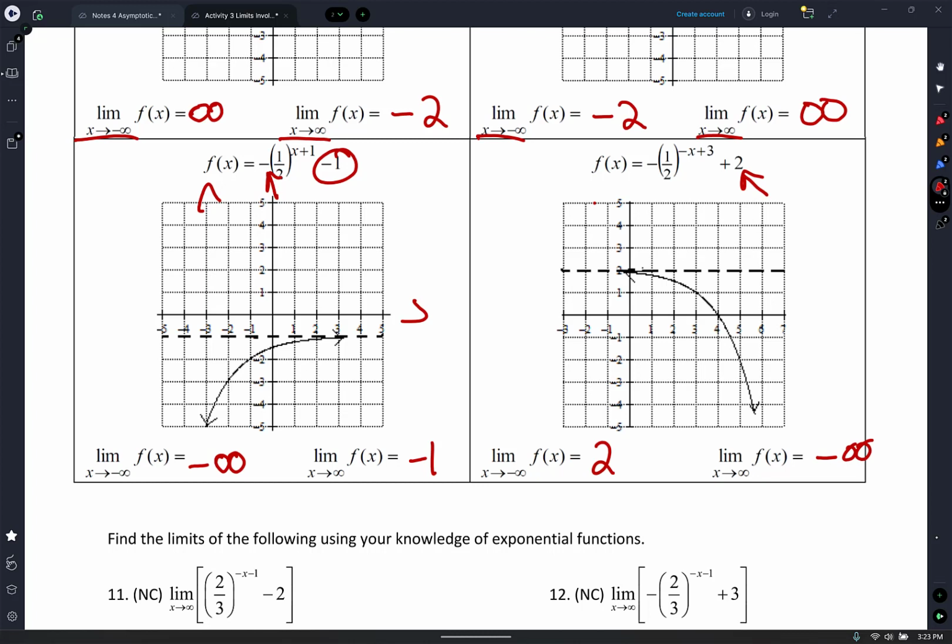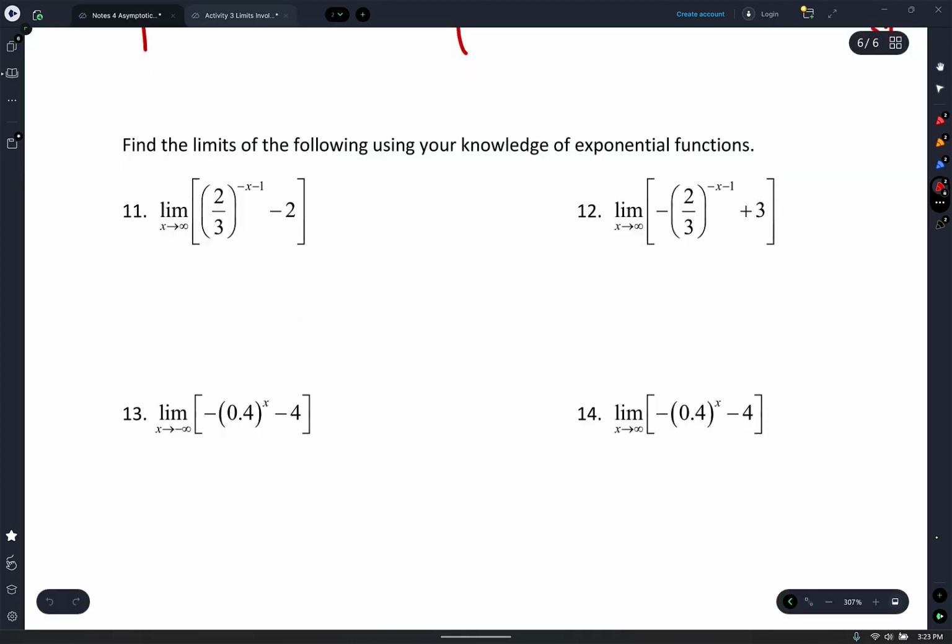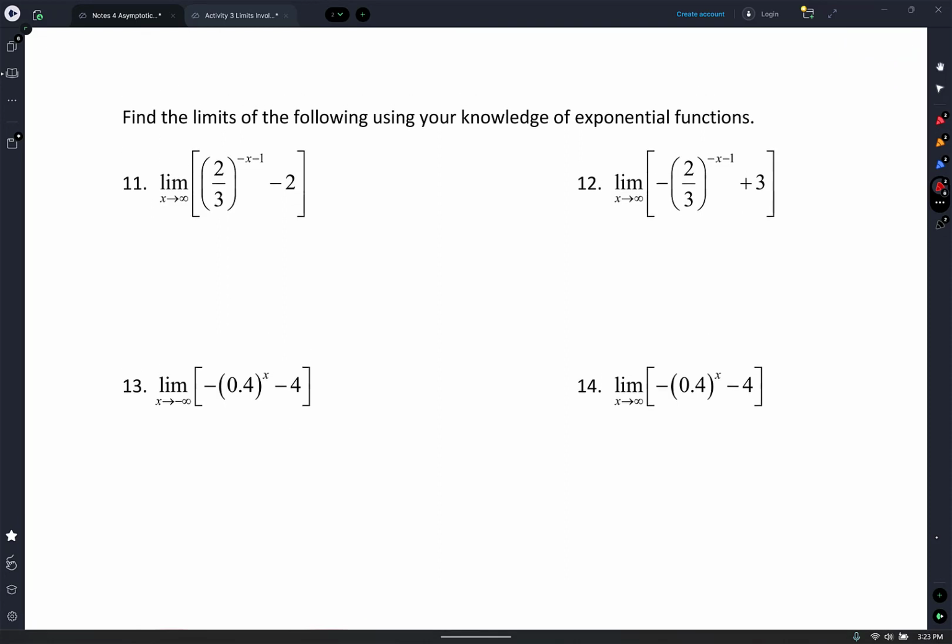Now that we've done those, should we go back to the notes? All right, let's see if we can do these four. Don't worry, we'll talk about that x minus 1 later on. Right now, all you have to focus on is the 2/3 and negative x. So I'm going to put it right here: y equals 2/3 to the negative x. Is that 2/3 smaller than 1 or bigger than 1?